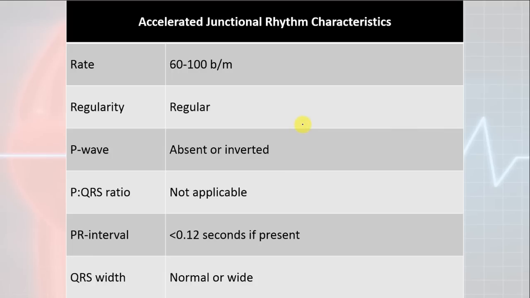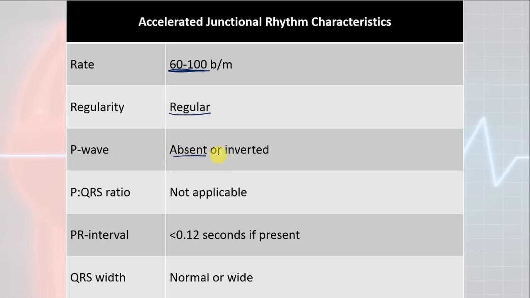Let's look at the characteristics of an accelerated junctional rhythm. Remember, an accelerated junctional rhythm is going to have a rate of more than 60 but less than 100 beats a minute, or around 60 to 100 beats a minute. Since it's a junctional rhythm, it's going to be regular.